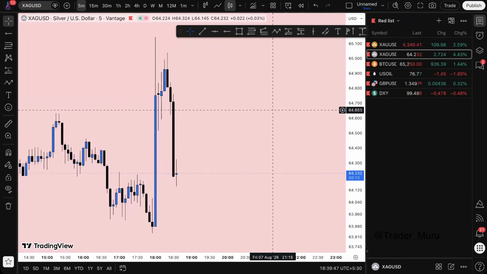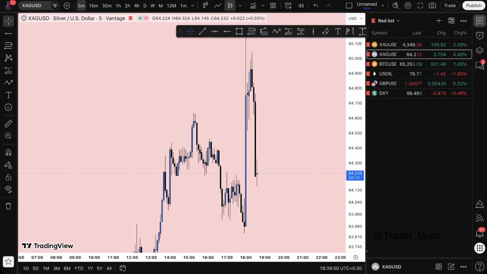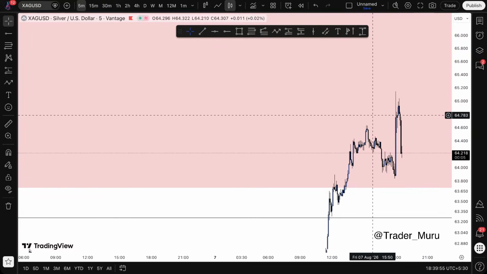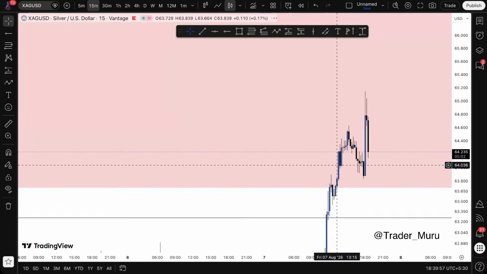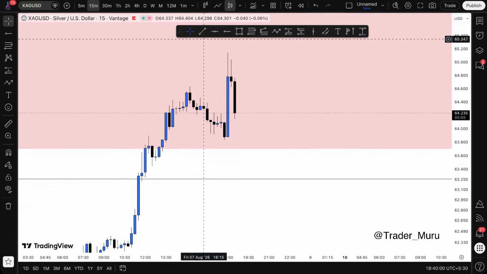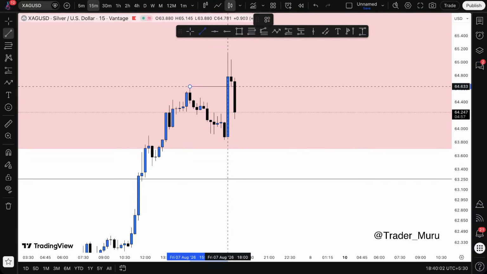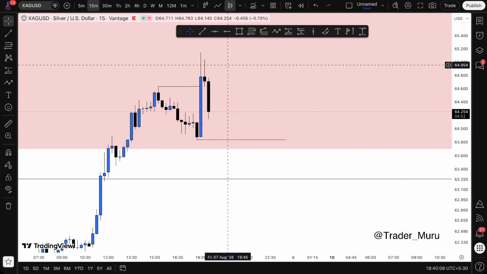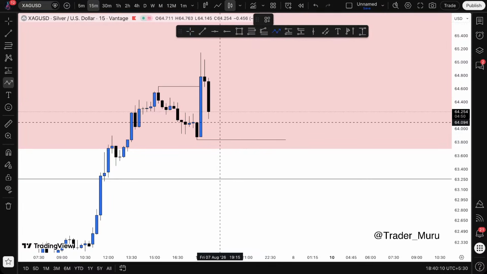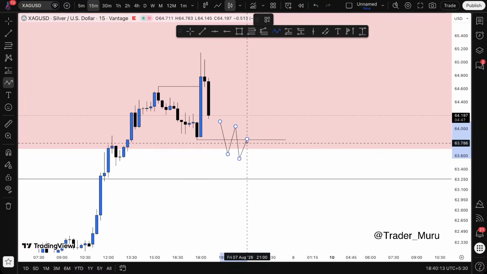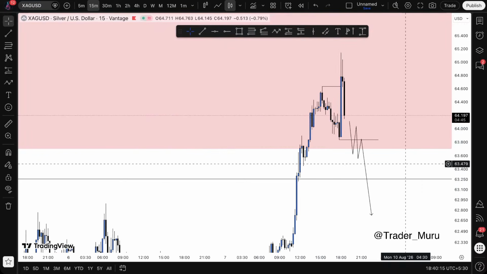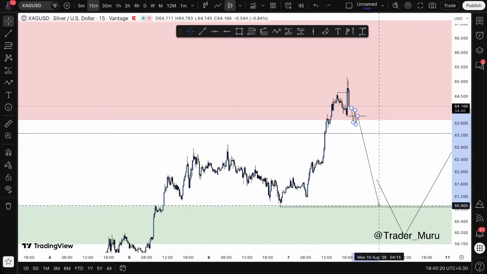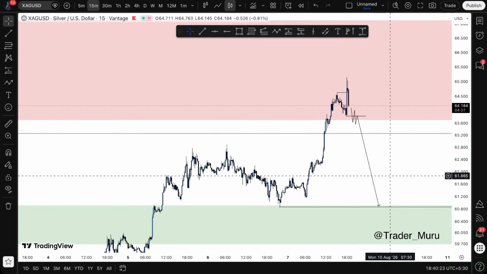If we look at silver, now look at silver here, what it is doing. A complete breakout structure, and below this low it will be a change of character, then you can short silver. Target will be yesterday's low, same as gold.